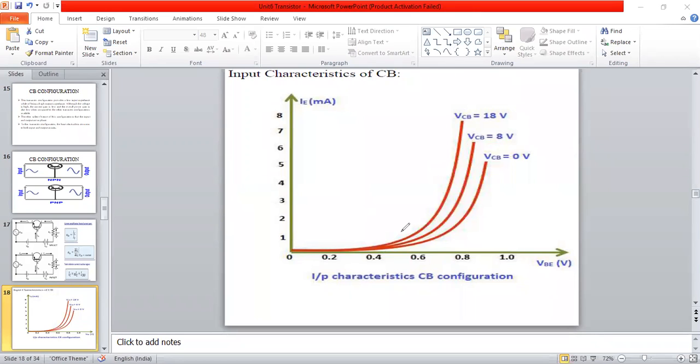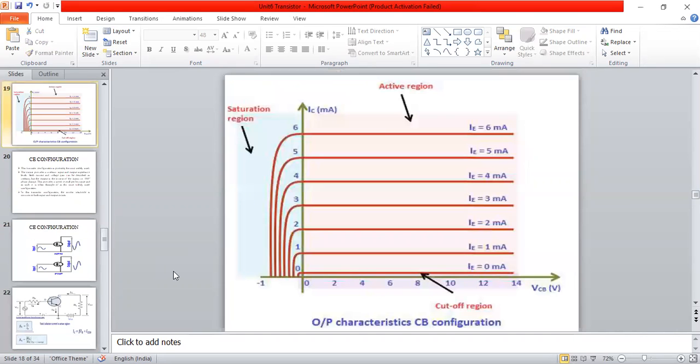That is called the input characteristics. Based on voltage versus current, we have calculated the input characteristics. Next we will go for the output characteristics here now.